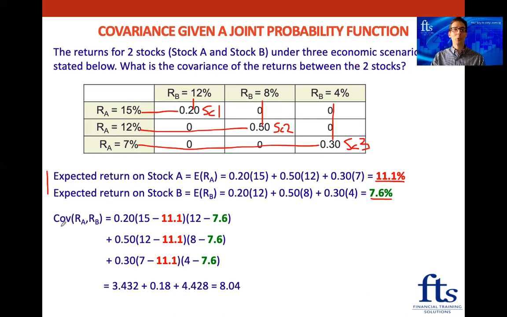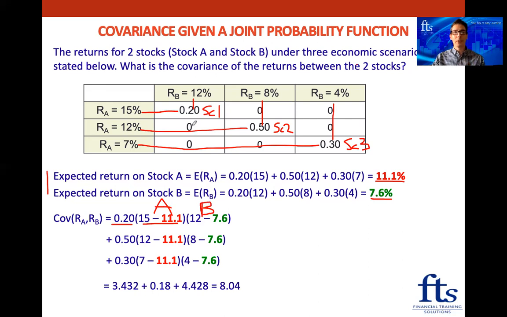Now to work out the covariance of the returns between stock A and B, we've got to start with the probability of scenario 1. Well, it's 20%. And under scenario 1, what's the return on asset A? 15%. Now we need to see how we're deviating from the expected return under scenario 1, so we've got to subtract the 11.1%. This is stock A over here, so let's put an A there. And this column over here is for stock B. So now we've got to compare how stock B did under scenario 1.